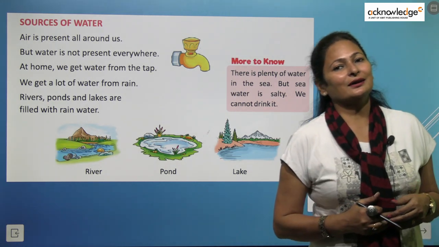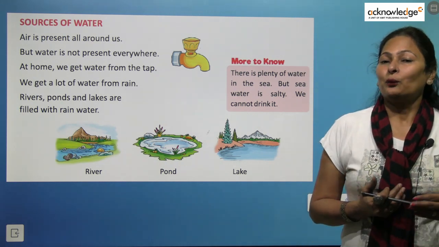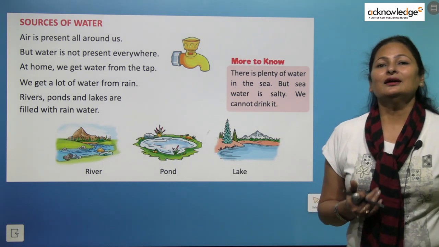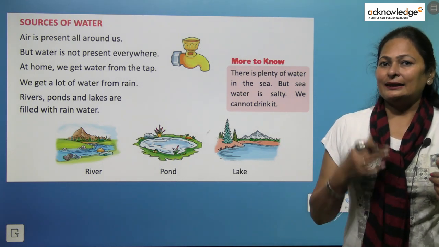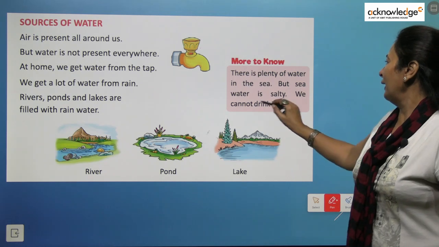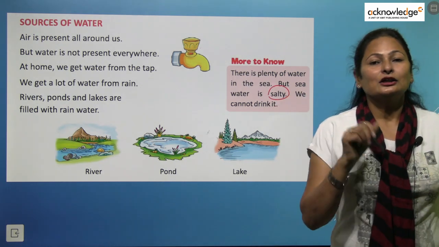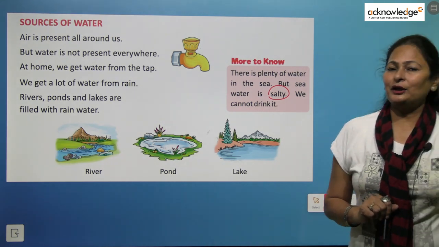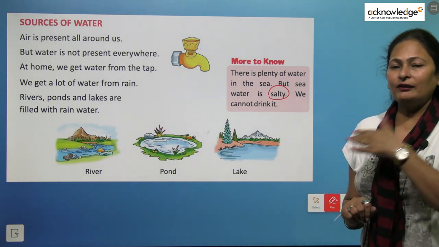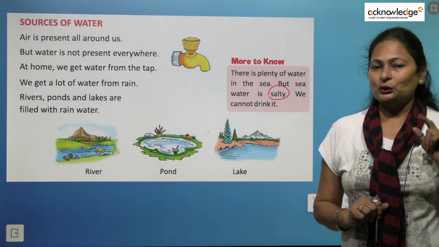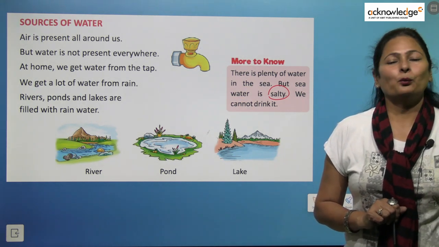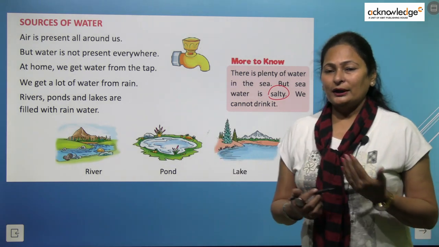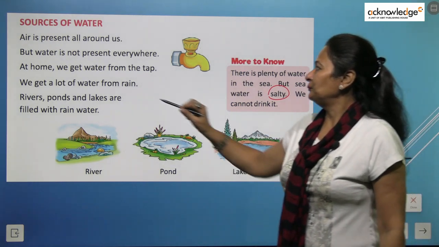Although our earth is covered 70% with water, this water is present in the oceans and seas. This water cannot be drunk because it is salty. Only 2% of water can be used by all living things on the earth. So use the water wisely, don't waste it, rather store the water. So water is present on the earth.